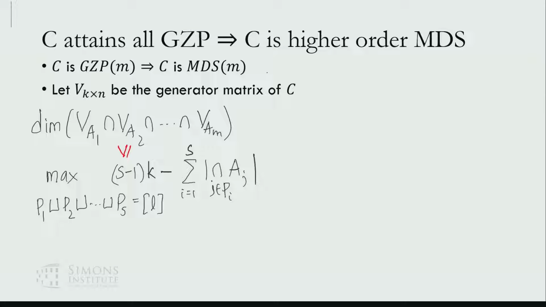I want to say that this dimension is the formula I showed. So what we'll do is give two bounds on this. We'll give a lower bound for this dimension, and we'll give an upper bound also, and then show that these two are equal if my code achieves all zero patterns. So the lower bound is this quantity. Let me give some intuition why this formula makes sense.